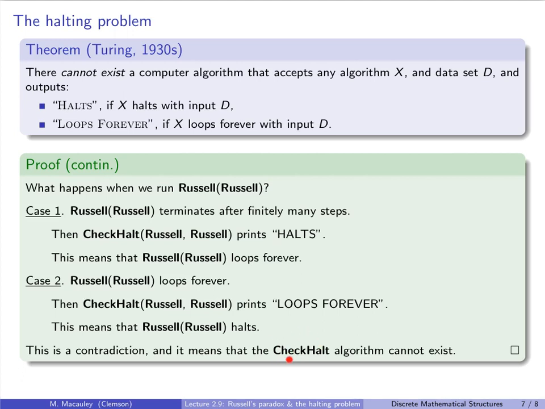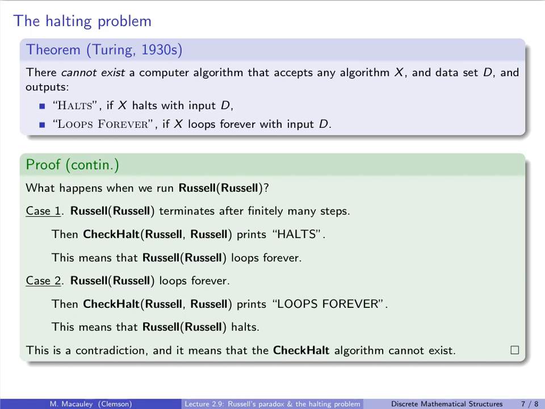That was the only theoretical part of this. Now, we wrote actual pseudocode for Russell, what it does. But for check halt, we just said, let's suppose that this mysterious program existed. And let's go back and see, why is this a contradiction?